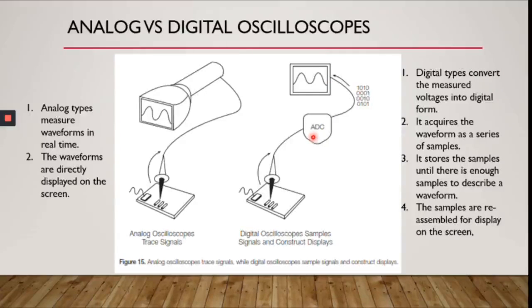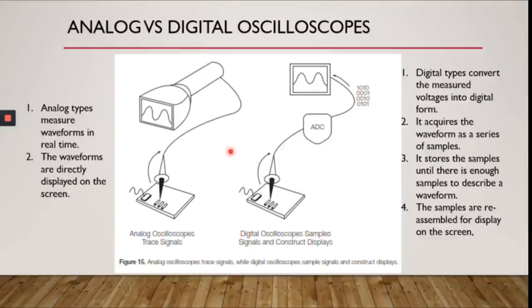It converts first the measured voltages into digital form. It acquires the waveform as a series of samples. It stores the samples until there are enough samples to describe a waveform, and the samples are reassembled for display on the screen. So these are the critical differences between the two.